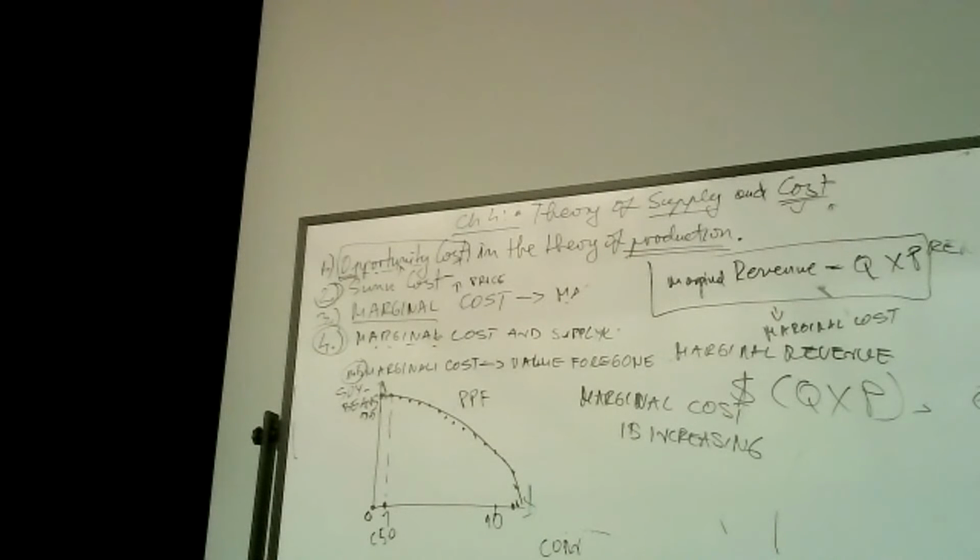Can you repeat your question one more time? Why is marginal cost increasing? Marginal cost of producing corn is increasing. Because the first unit you produce is going to satisfy the most important needs, and then as you go down, it becomes less and less important.